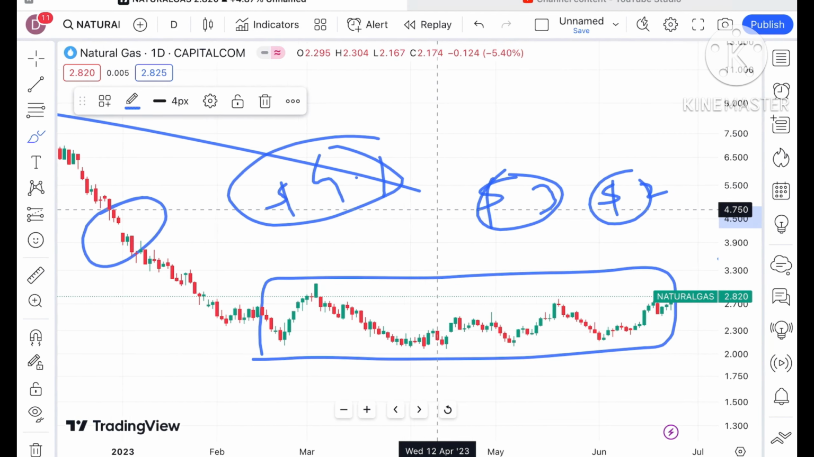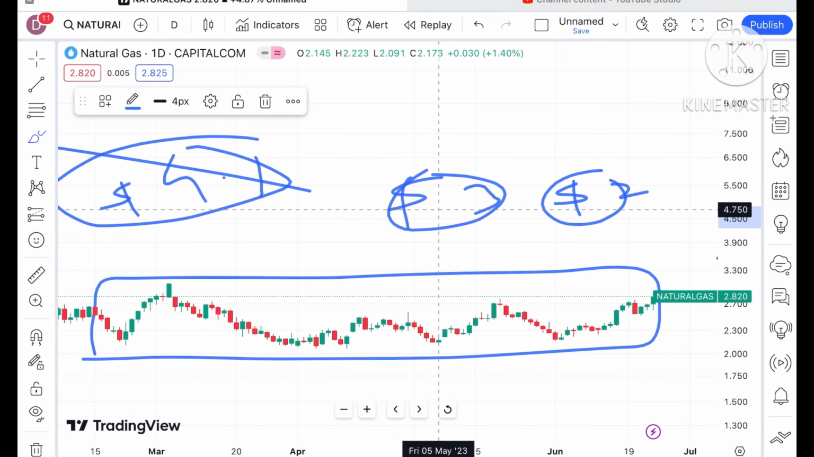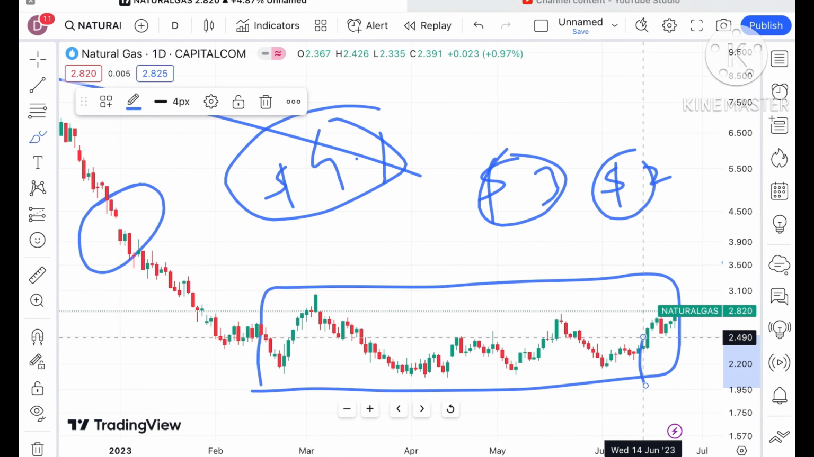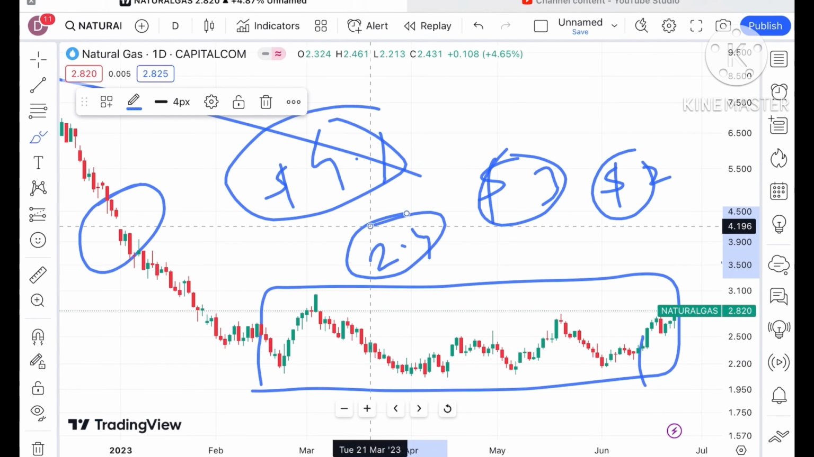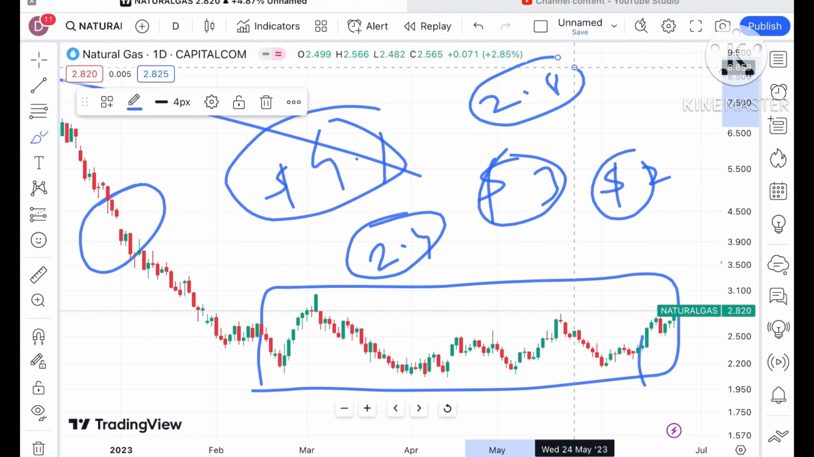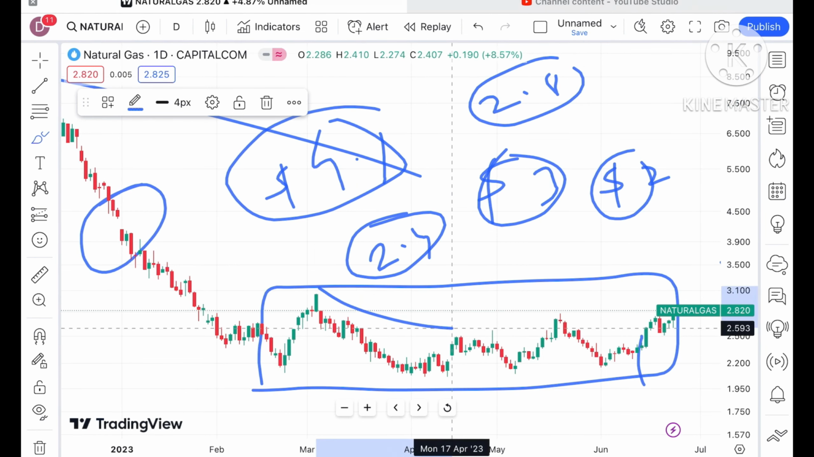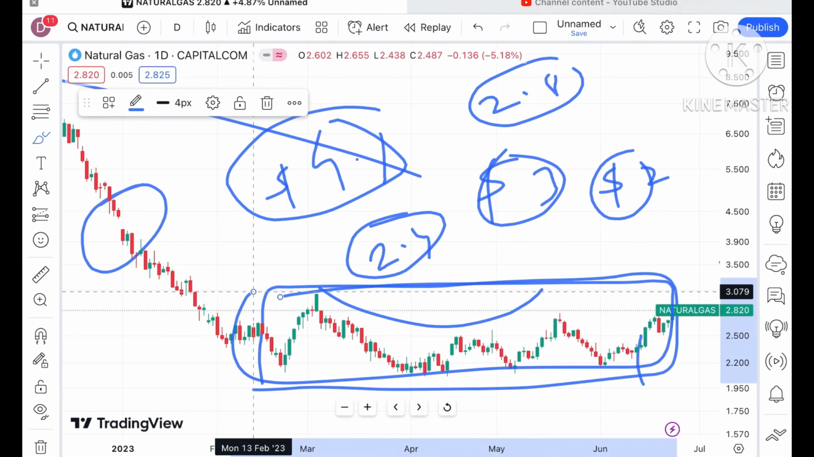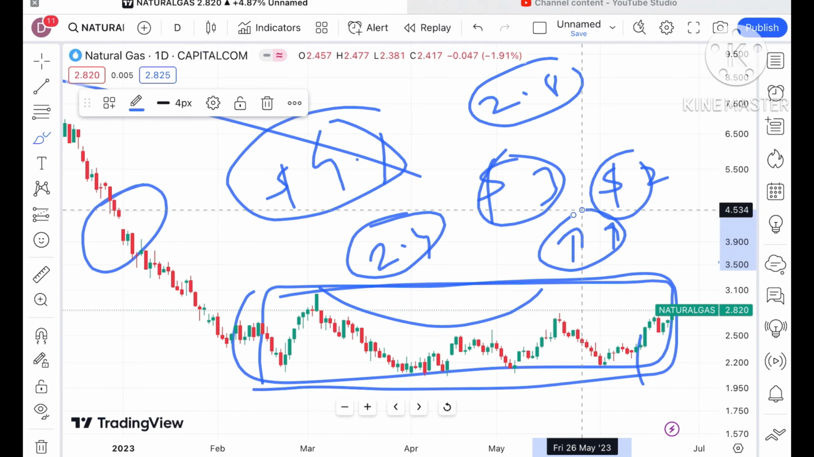Now what you can see looking at this chart, a probability of going further upside is there, and I have already explained that if the price sustains above a level of 2.4, chances were very high it can cross a level of 2.8, and it has already crossed, you can see, because there is a U pattern forming. And if the price moves above a level of $3, again we can see a further upside movement.